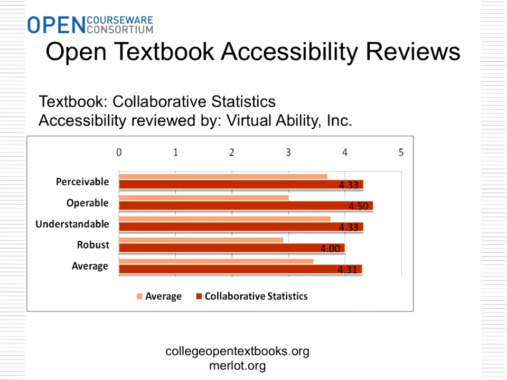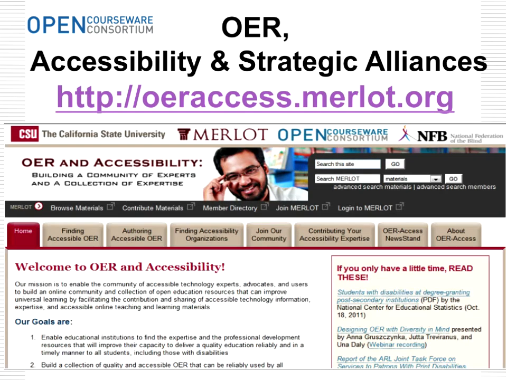The Community College Consortium for OER did an open textbook accessibility review several years ago, and we used those standards from the Web Content Accessibility Guidelines to evaluate textbooks on their accessibility. Those are available through the collegeopentextbooks.org site and also through Merlot. And so we invite you to take a look at those.